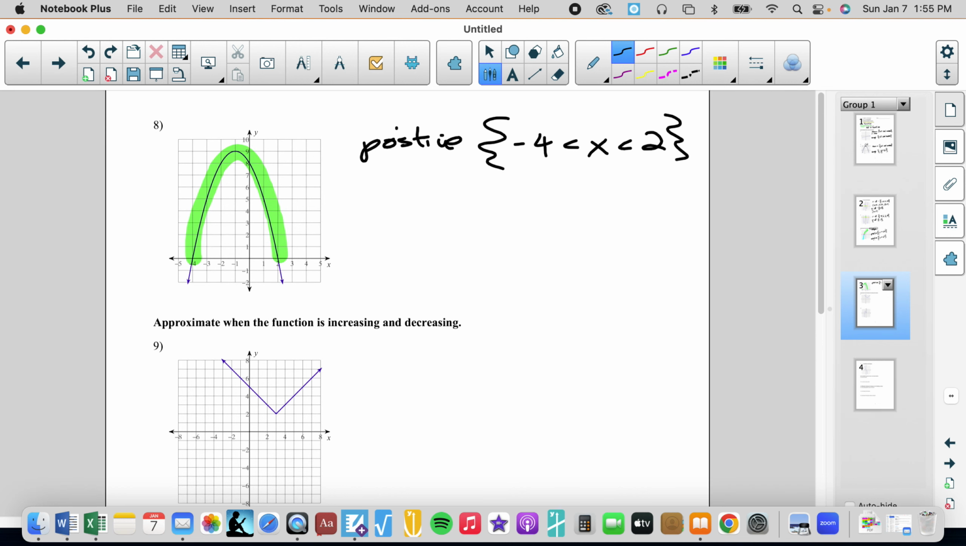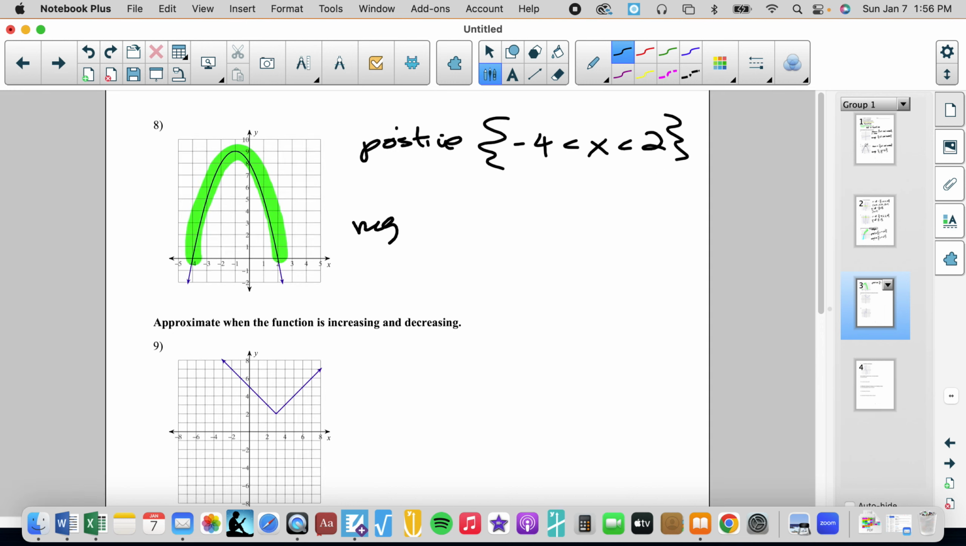I don't have equal signs on my inequalities because at -4 it's neutral. And I don't write two statements. I would write it in numerical order, -4 and 2. The smaller is always going to be to the left.